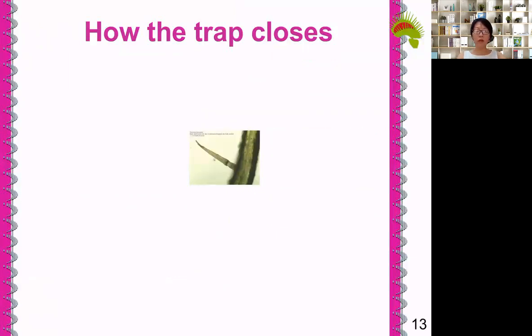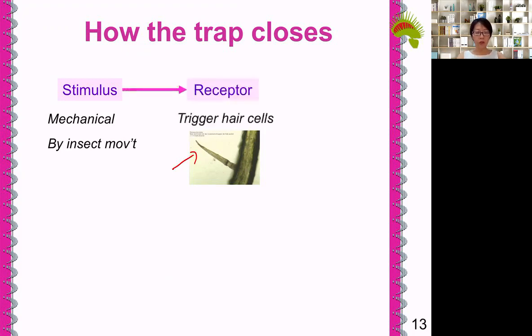So I'm going to look at the detailed function of how this whole process happened in detail. Okay, how the trap closes. So we will use stimulus response model again and again, so it's easy to learn the whole process. Okay, so for stimulus, it's the mechanical movement of the insect. The insect moves and then it touches the sensory spine, right, on the lobes of the trap. Okay, so these trigger hairs are the receptor. So stimulus is the mechanical movement that touches the trigger hair cells.